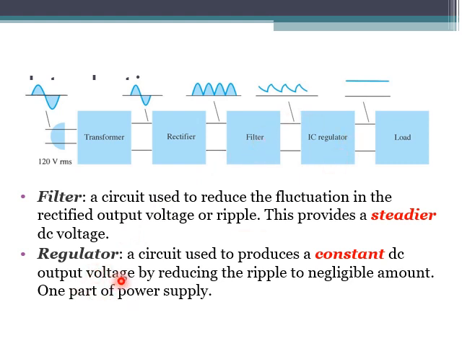What will the regulator do? It is a circuit used to produce a constant DC output voltage. The output which we are getting from the filter is also not a pure DC. Again, a small AC component is present. So we are going to apply the output to the regulator. When you apply it to the regulator you will get a constant DC output voltage by reducing the ripple to a negligible amount. This is one part of your power supply. Now you can give the output of the regulator to the load.